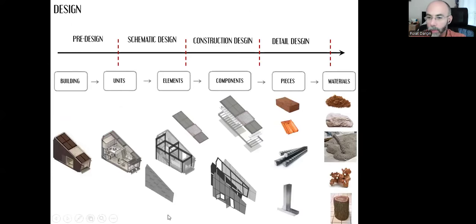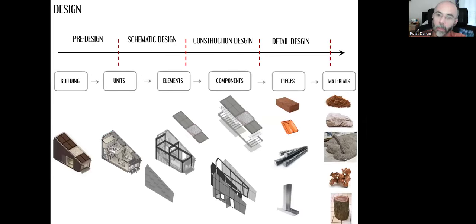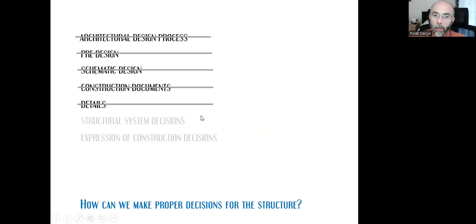So this is the general thing, the four steps. And in this course, hopefully, you are going to especially learn how to make construction design decisions, detailed design decisions, and how to express them. So let's start with the decision making. How can we make proper decisions for the building structure, for the element, the building structure? Let's take a look at them.